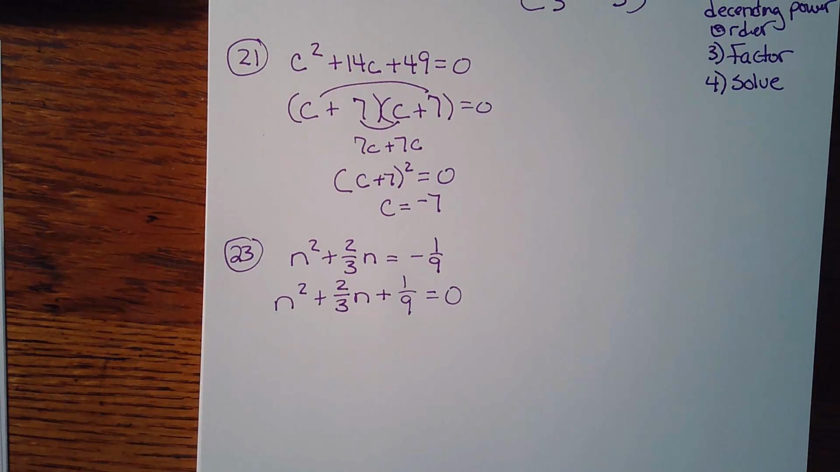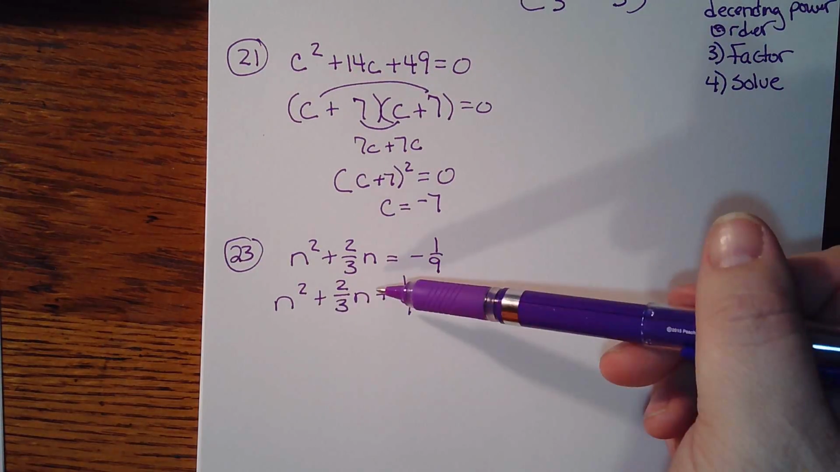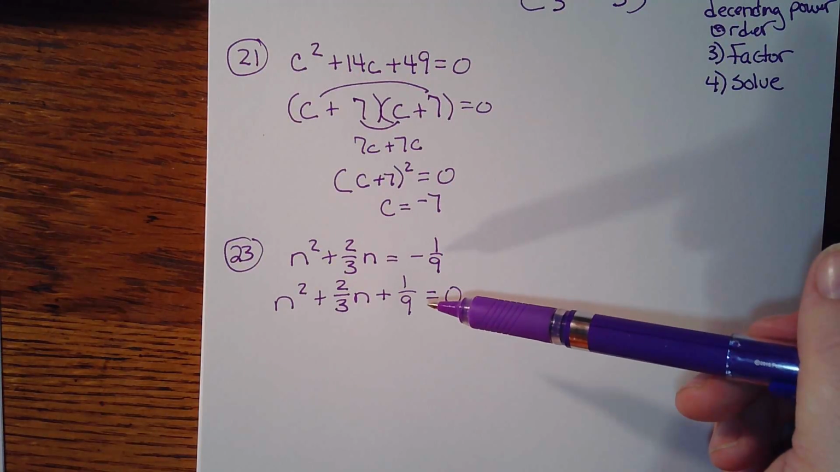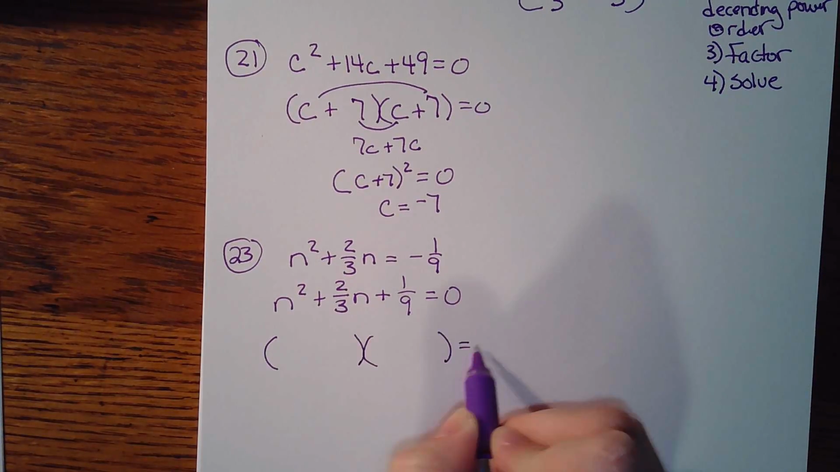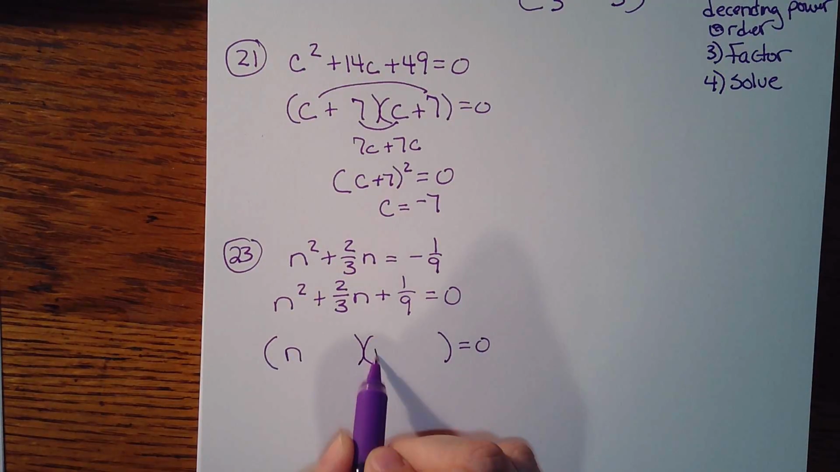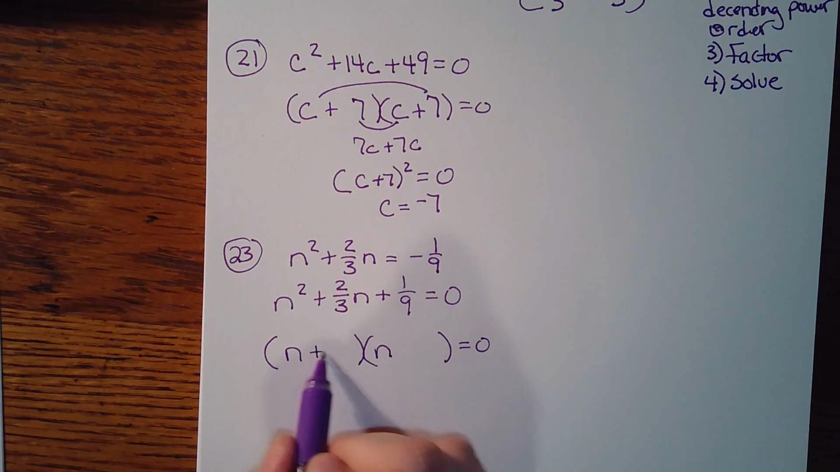Now, the next step is going to be take and check to see if it's in descending power order. N squared, n, no n. So yes, it is in descending power order. Step 3 is factor. Now, this is the part where some of you are dreading, and it's actually super simple. You still cut the n squared in half because we are square rooting it. You still use the middle to do your plus signs.